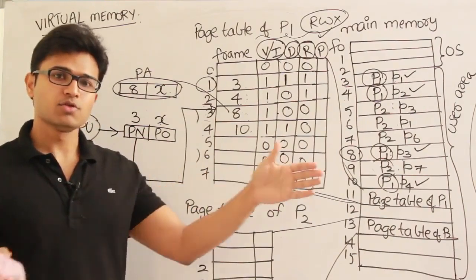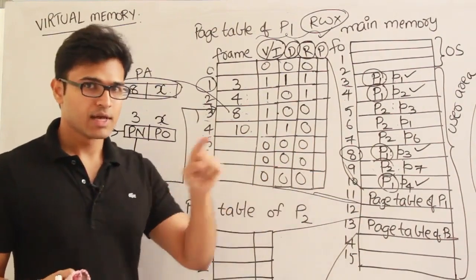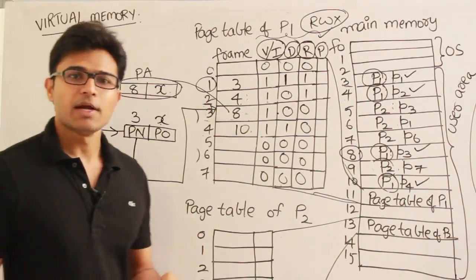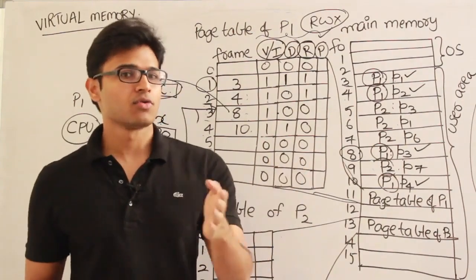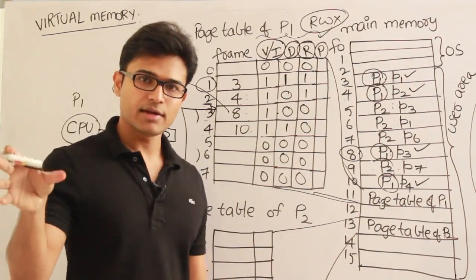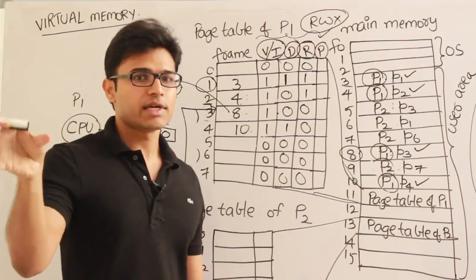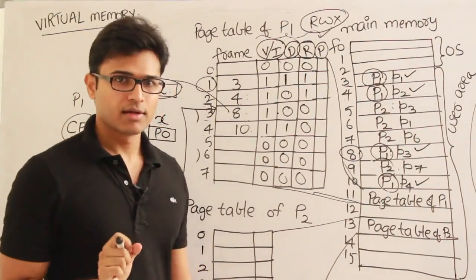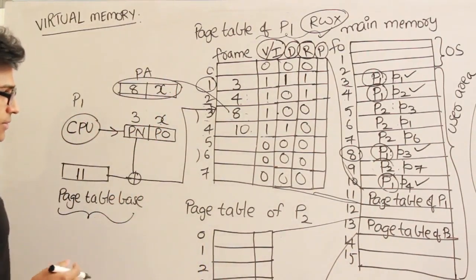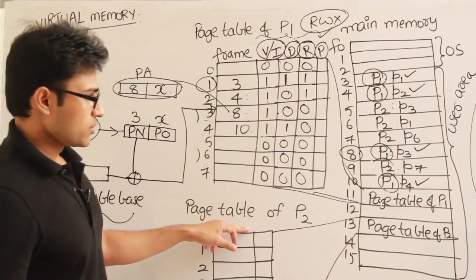In case the page table is too big that it cannot fit in one page, we have already seen it, that is called multi-level paging. In multi-level paging, we are going to go till the level so that the last level will contain a page table which can fit in one page, right? Similarly, the same thing is true with process 2 also.